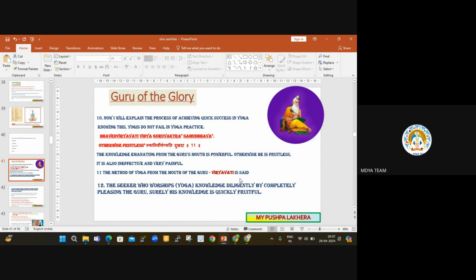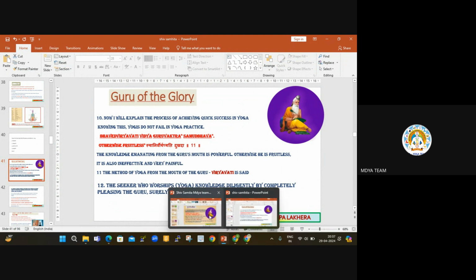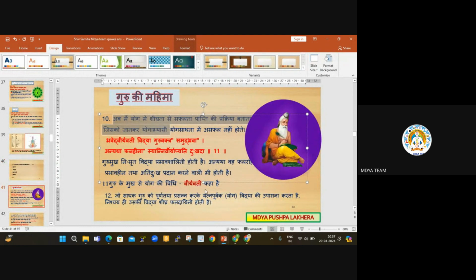The method of yoga from the mouth of the Guru, that is the Viryavati, is said here. So whatever knowledge is said by the Guru, that is stated here as Viryavati. Okay, note it down. The knowledge which is given by the teacher is called the Viryavati.